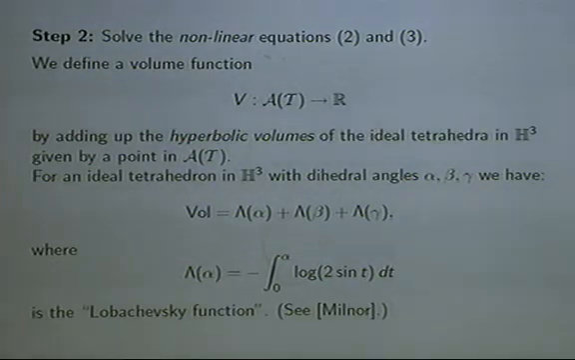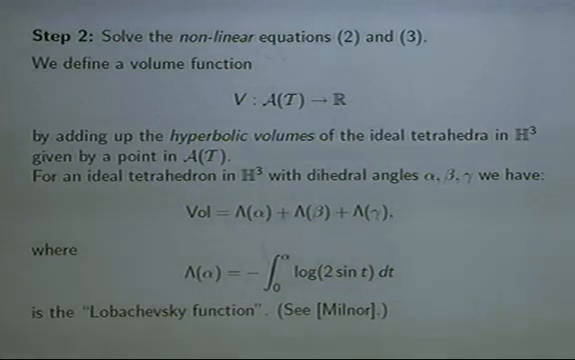Okay. So the starting point is just the volume for an ideal tetrahedron. Now, Walter described one nice way to write this in terms of the dilogarithm function of the complex parameter. I'm going to describe another way to do this in terms of the dihedral angles for your tetrahedron. And, okay, so if we have angles alpha, beta, gamma, then you can write the volume as the sum of so-called Lobachevsky functions of those three angles.